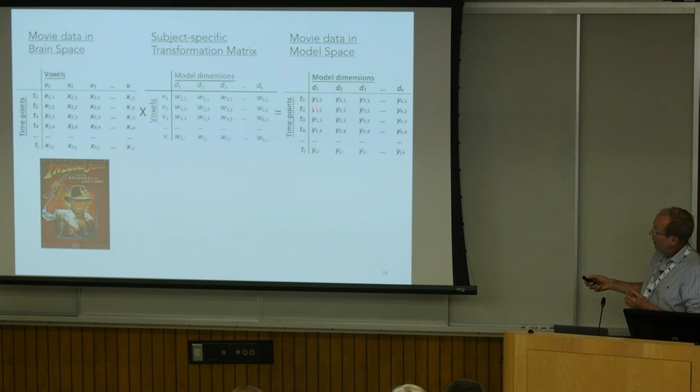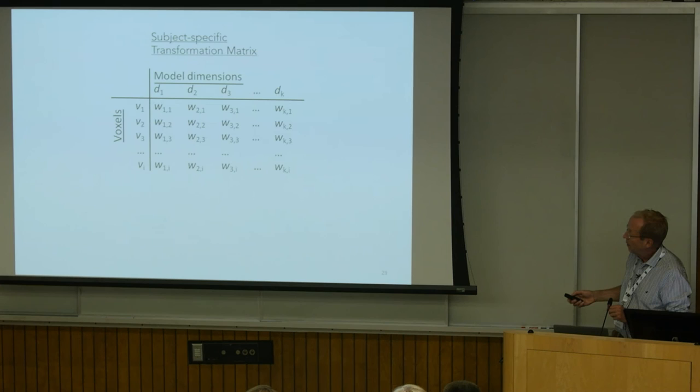And afterwards, we have the same time points, but now the patterns of response, instead of being in a coordinate space defined by voxels, are in a coordinate space defined by these model dimensions, d1, d2, d3. So this is what we're trying to get, this transformation matrix. Now notice that it's transforming voxels to dimensions. It's derived from brain data, the functional responses. But this matrix can be applied to any data set in that same subject with that same voxel space. It doesn't have to be the movie.